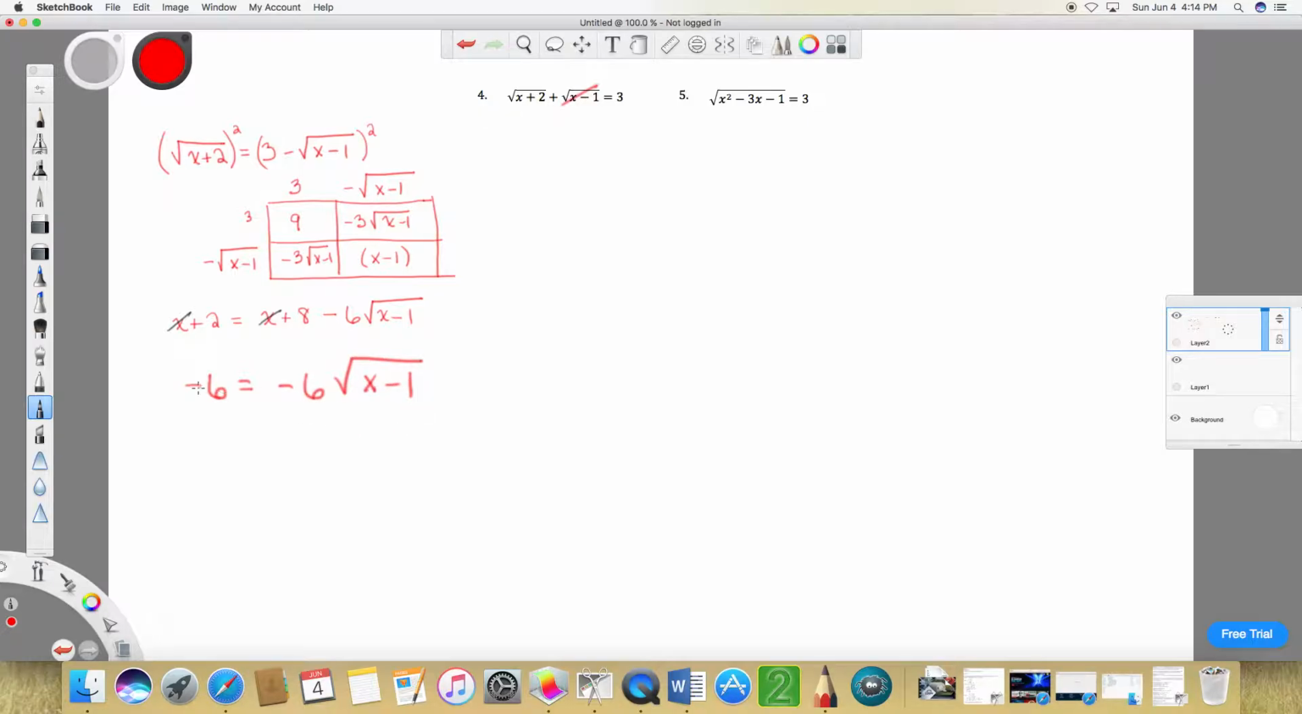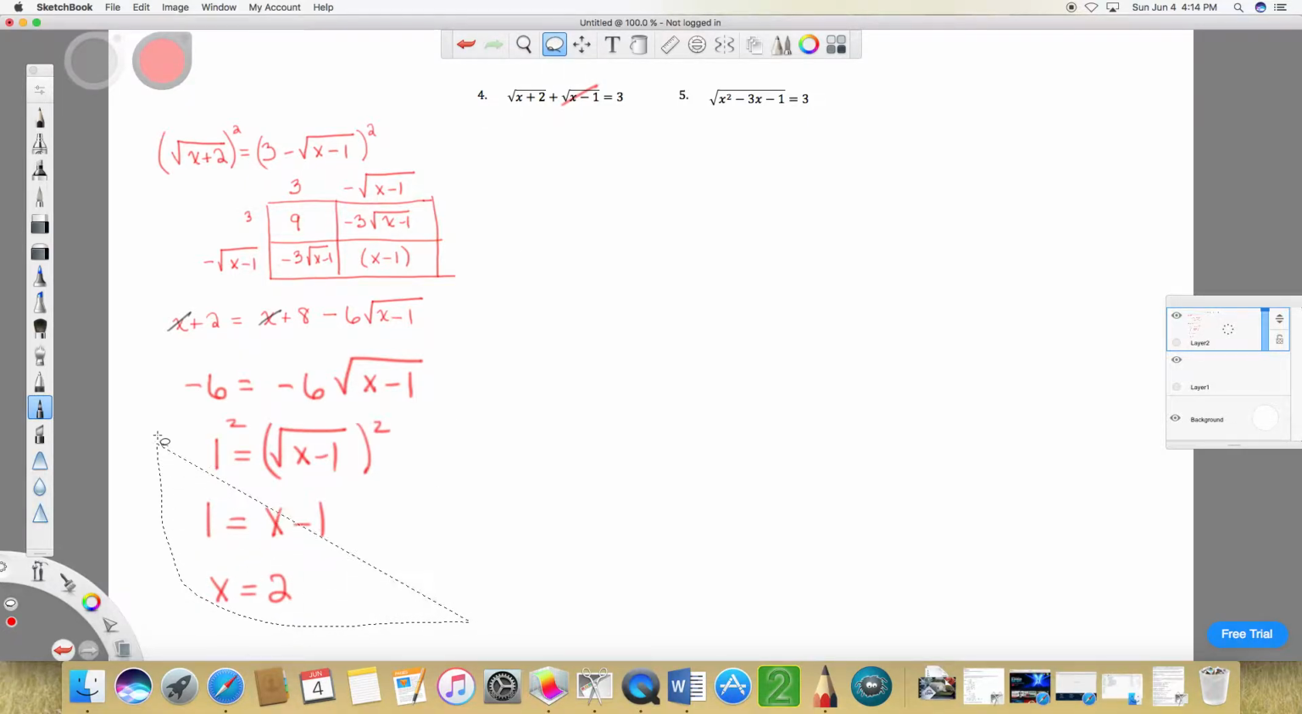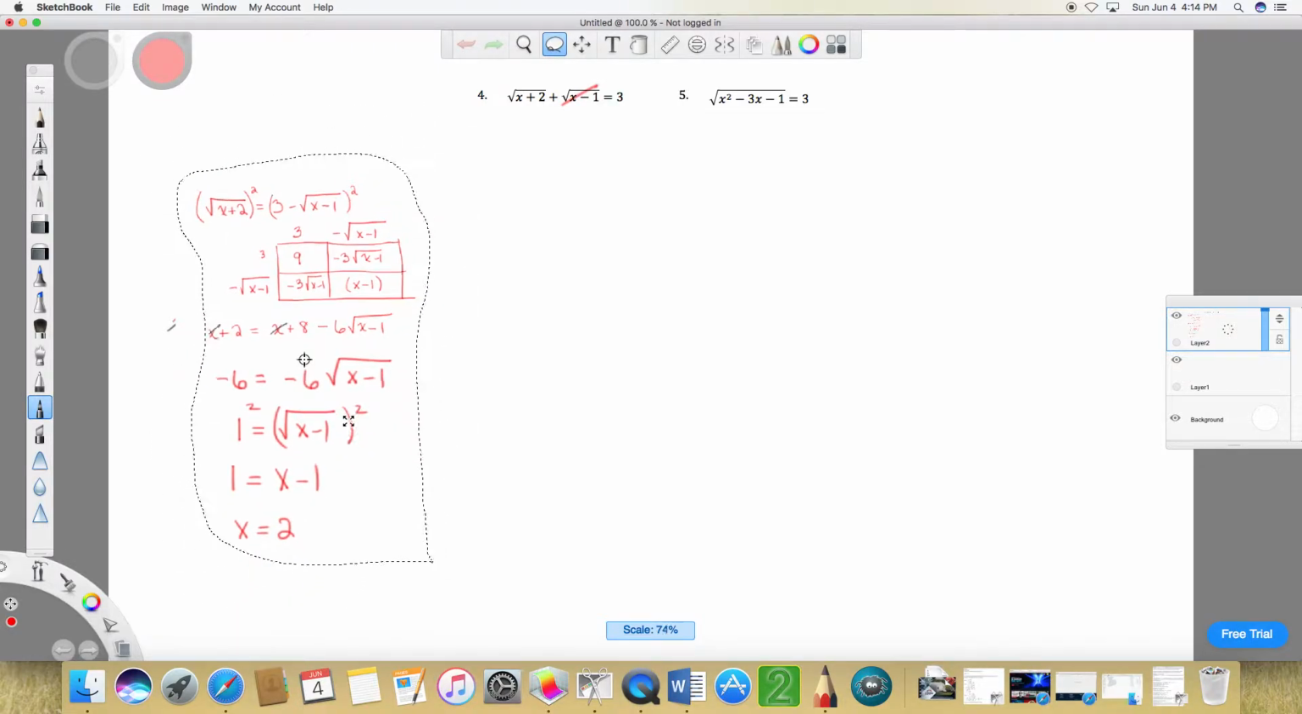I may as well divide each side by negative 6 so that I have 1 is equal to the square root of x minus 1. And if I square both sides of this equation, I'll get rid of the radical. And I have 1 is equal to x minus 1, so x has to equal 2. Now, I say x equals 2, but really I don't know if it does or not. That could be an extraneous solution. It's the only solution that I have to go with right now, so I need to check it.